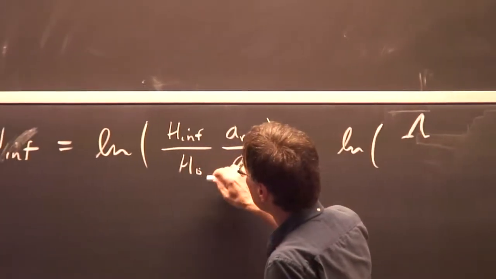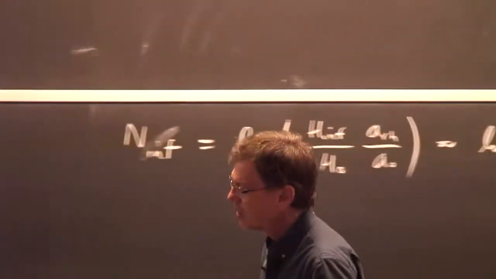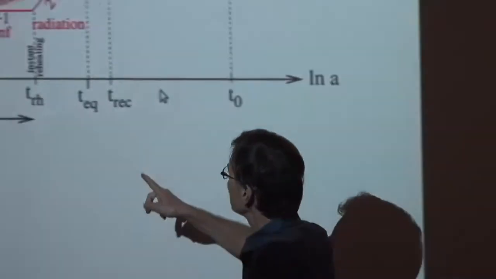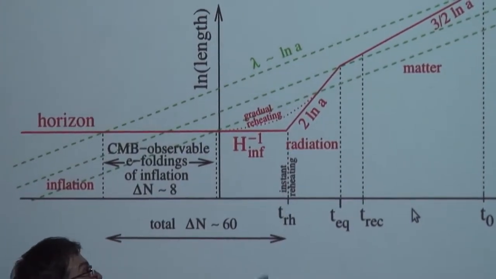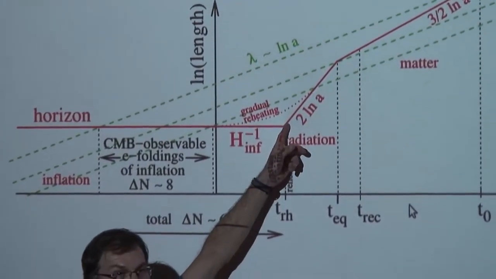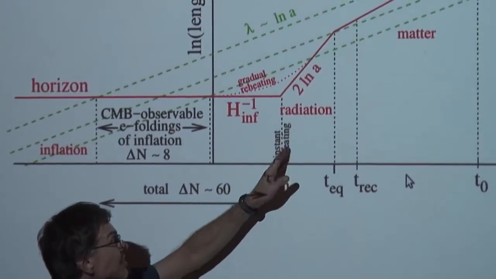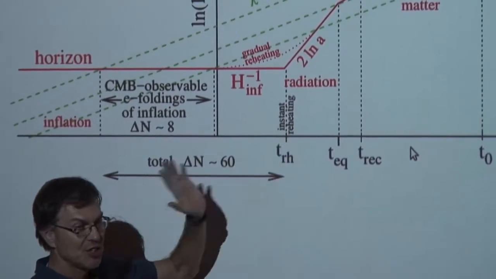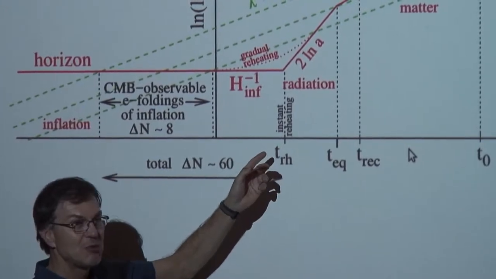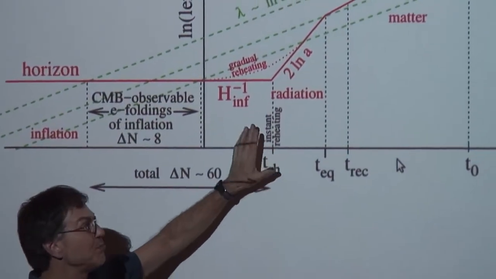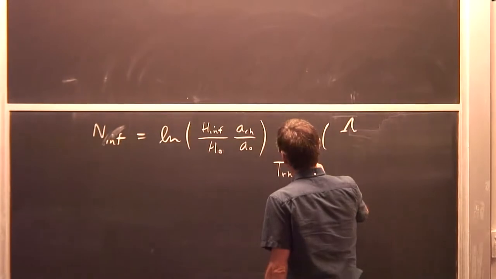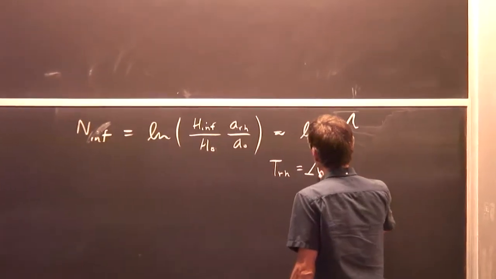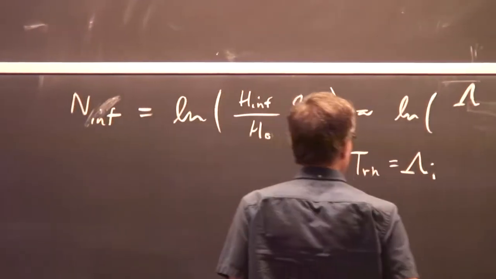And the other thing I have to do to be consistent with this picture, you see, I made an assumption here: that inflation ended instantaneously and went into radiation domination. So that means that reheating was instant, as efficient as possible, and therefore the reheat temperature would be equal to the scale of inflation. So I'm setting T reheat equal to the energy scale of inflation when I do this.